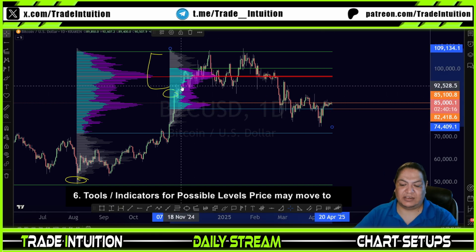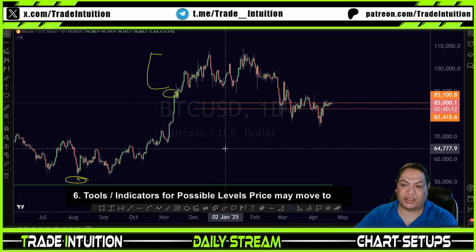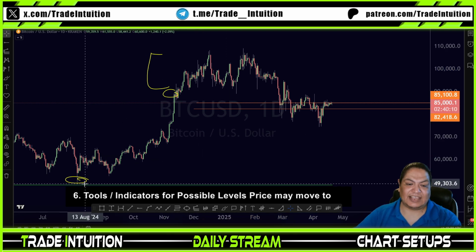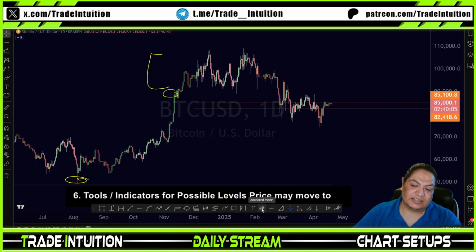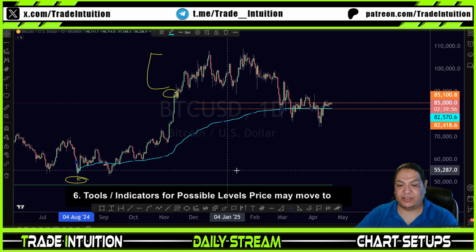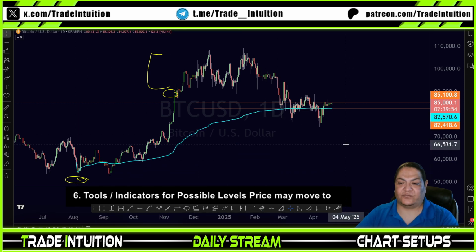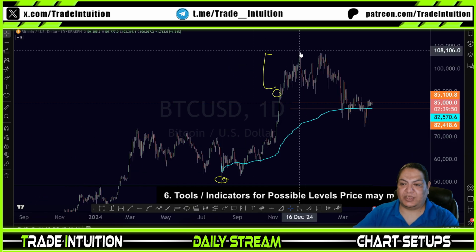Now we do have another, let's go and just delete this. We do have another area that we can do, and the same pretty much scenario where we could use this is the anchored VWAP. Now the anchored VWAP is the volume average. I can go from this pivot and it automatically does the line for me. I can go from, let's say this up here, which is our peak.